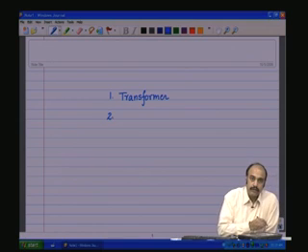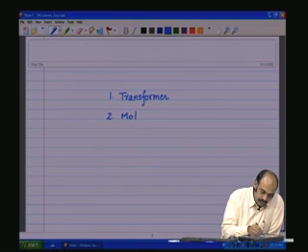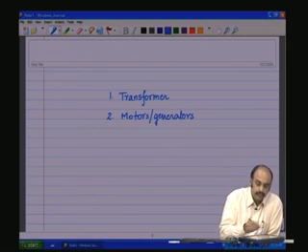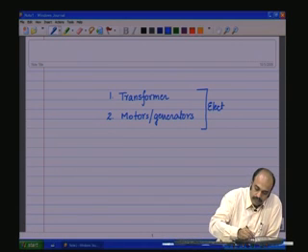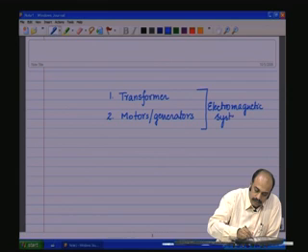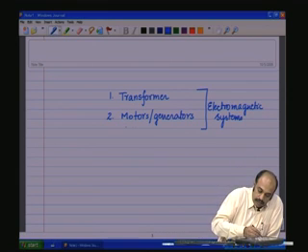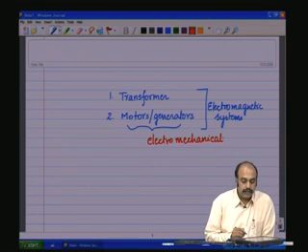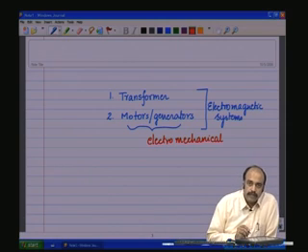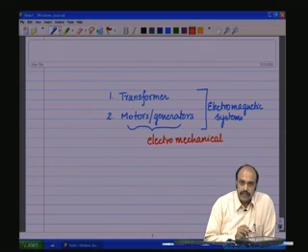and then the motors slash generators. Both these come under the category of electromagnetic systems. The motors and generators, apart from being electromagnetic, they are also electromechanical. This means that three major domains will come into the picture while trying to understand and model these systems.